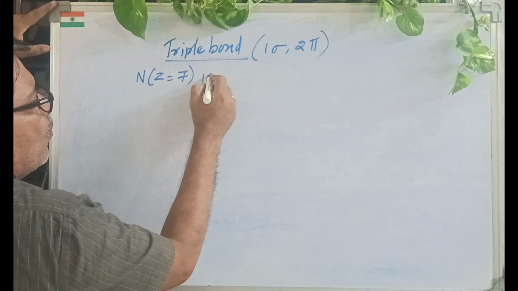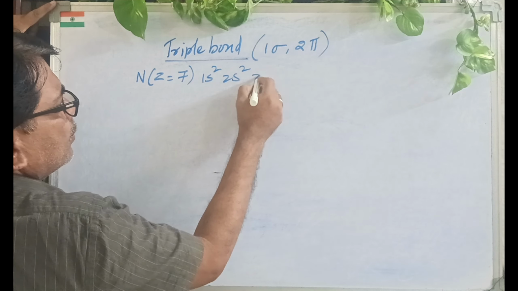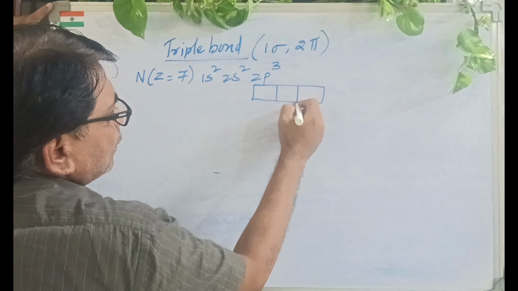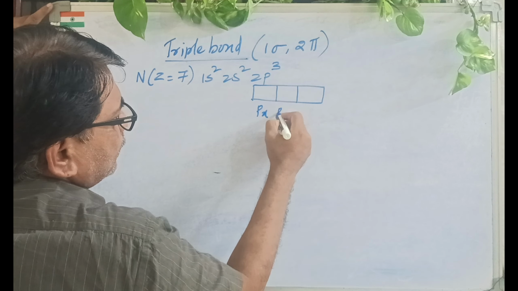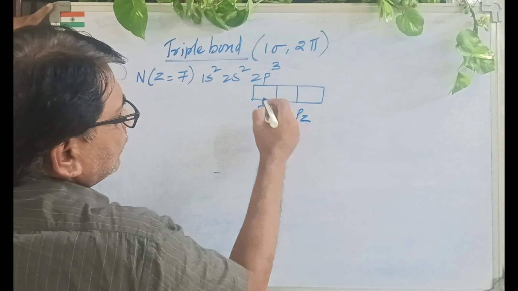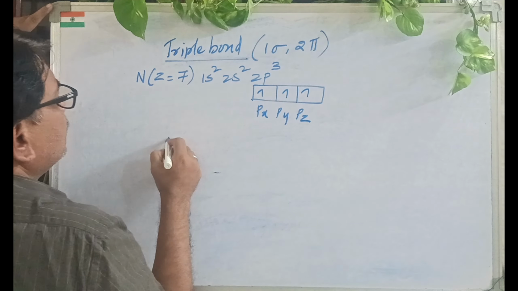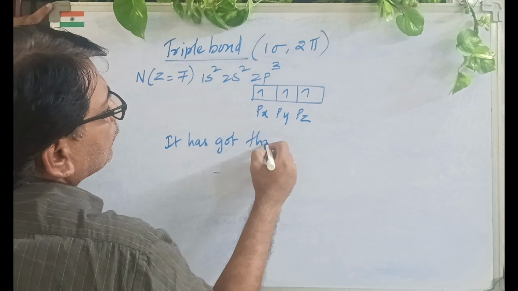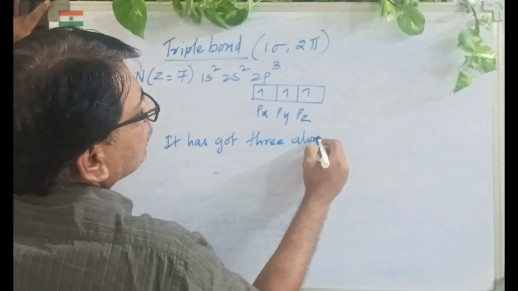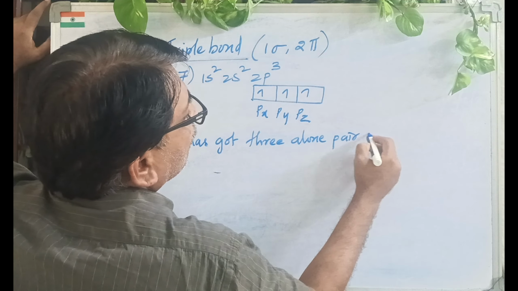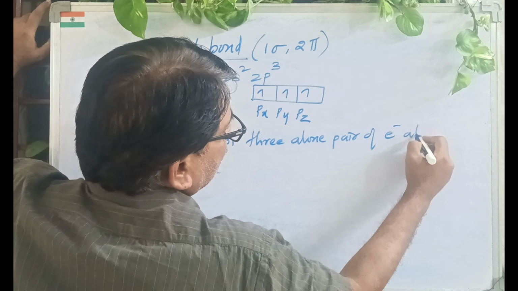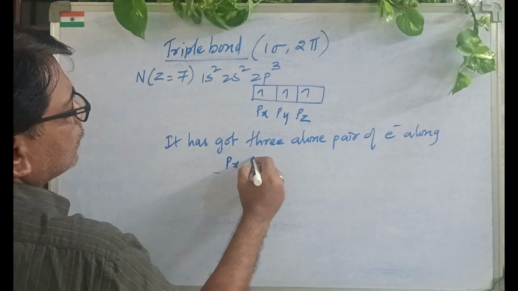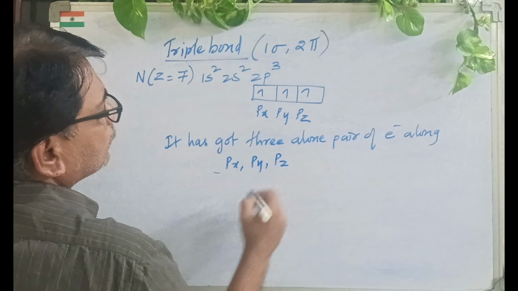Nitrogen 7, 1s2, 2s2 and 2p3. So let me draw for the p orbital. P has got 3 degenerate orbitals, just now I said px, py and pz. So how many? Just 3, 1, 2, 3. So it has got 3 lone pair of electrons. It has got 3 lone pair of electrons along, where do you find them? 3, px, py and pz. So along px, py and pz.